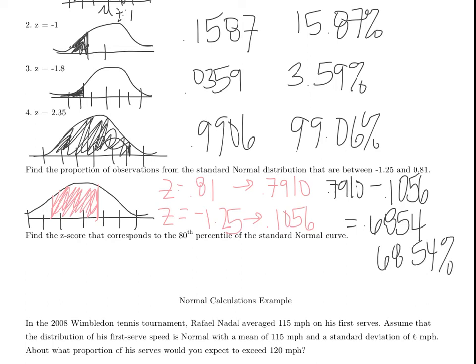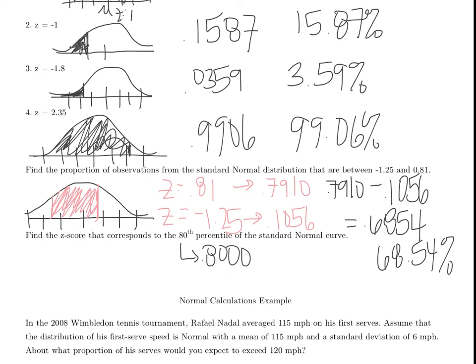Alright, last one I'm going to show you today. Find the z-score that corresponds to the 80th percentile. 80th percentile would be 0.8000. So you need to go to your table A. You should have table A out. If you do not, you are not going to understand this. Go to table A and find in the table where you see 0.8000 or the number closest to it.